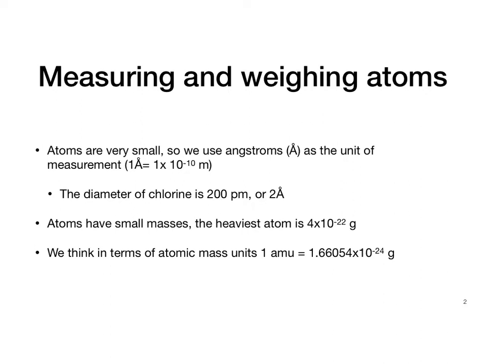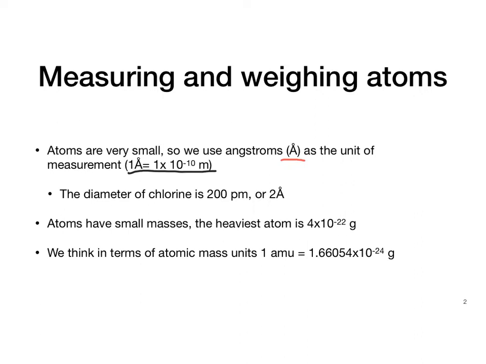So atoms are really small, so we're going to use a unit called angstroms. Angstroms are an A with a hat on it, and it's a unit of measurement. 1 angstrom equals 10 to the negative 10 meter. And so these are really small. The diameter of chlorine is 200 picometers or 2 angstroms. You don't need to memorize the size of any atoms, but you should know that angstroms are a unit conversion, and we're going to see that all the time.